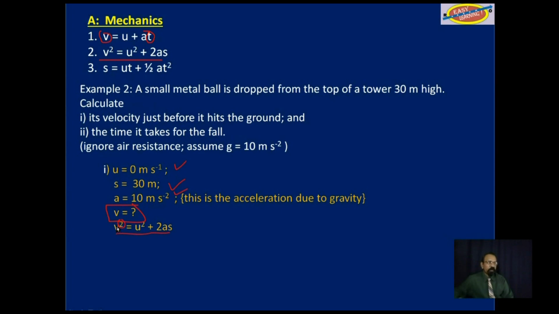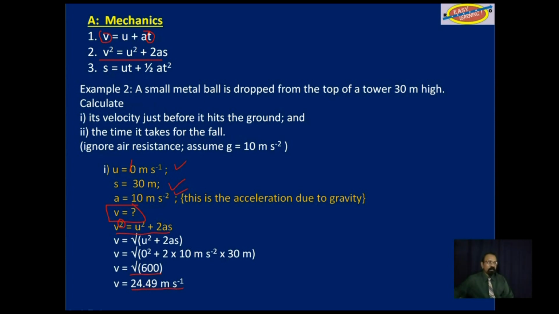Remove the square from over this side. We get v is equal to the square root of the rest of the stuff on the right hand side. We substitute and we get v is equal to the square root of 600. When we find the square root of 600, we get 24.49 meters per second.